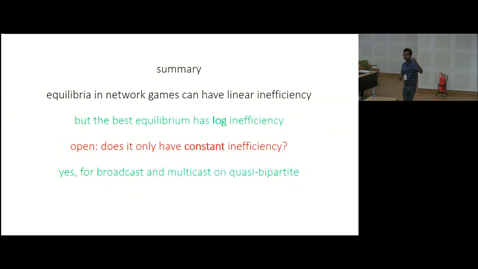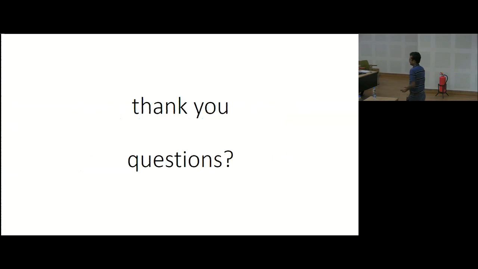All right, that brings me to the end of the first part of the talk. We talked about equilibria and network games. We showed that this can have linear inefficiency, which is pretty bad. However, we showed that the best equilibrium never has worse than logarithmic inefficiency. That's exponentially better. It's open whether it has constant inefficiency or not, and this is only resolved in the case of broadcast games and multicast games on quasi-bipartite graphs. All right, any questions?